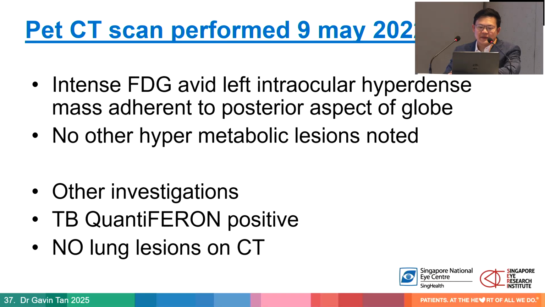That's the standard radiology statement you tend to get. We also did a PET-CT scan just to ensure there were no lesions elsewhere, and other than an intense FDG positive lesion where that tumor was located, there were no other hypermetabolic lesions elsewhere in the body. The other investigations were all unremarkable except for TB QuantiFERON positive. His Mantoux was negative, and he had no signs of pulmonary tuberculosis.